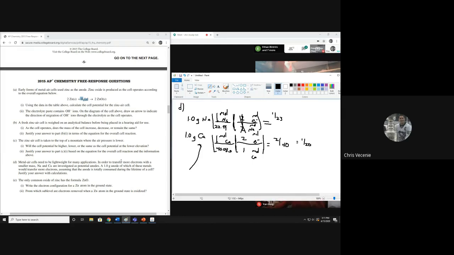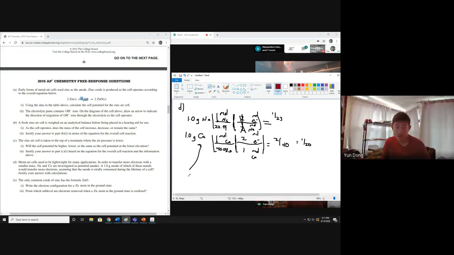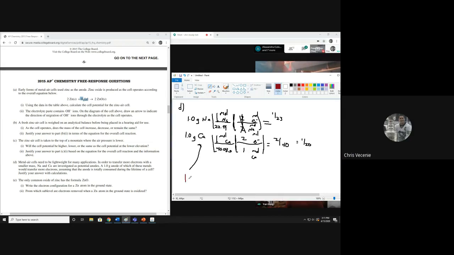All right, last one and we'll get you out of here. It says the only common oxide of zinc has the formula ZnO, and then they shift gears on you. They ask, what's the electron configuration for Zn in the ground state? What is it they want you to write here? The 1s2, 2s2. How many electrons? It's 30. So it's 1s2, 2s2, 2p6, 3s2, 3p6, 4s2, 3d10. All right, so there's your electron configuration for the Zn.